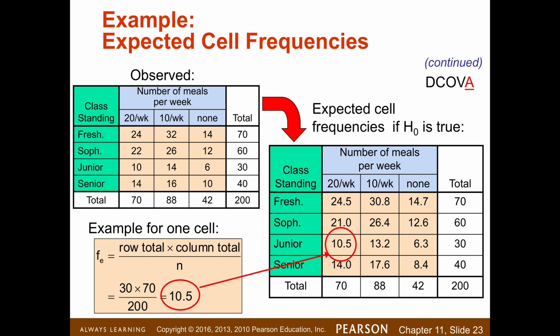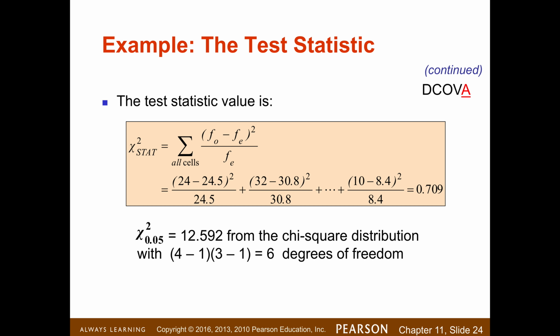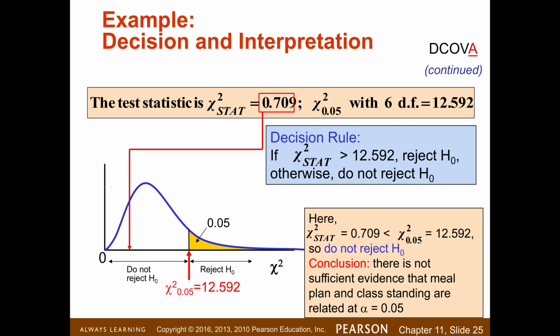All right, guys. Expected cell count frequencies again. Let's just do the junior 20 per week. What they did is they took the row total, which is 30, and the column total, which is 70, multiplied those two together and divided by 200, and they got the expected cell count of 10.5. Now the chi-square statistic is going to add all those things up. Again, it's going to take each cell, the observed minus the expected, squared, over the expected cell count. So we have 6 degrees of freedom.